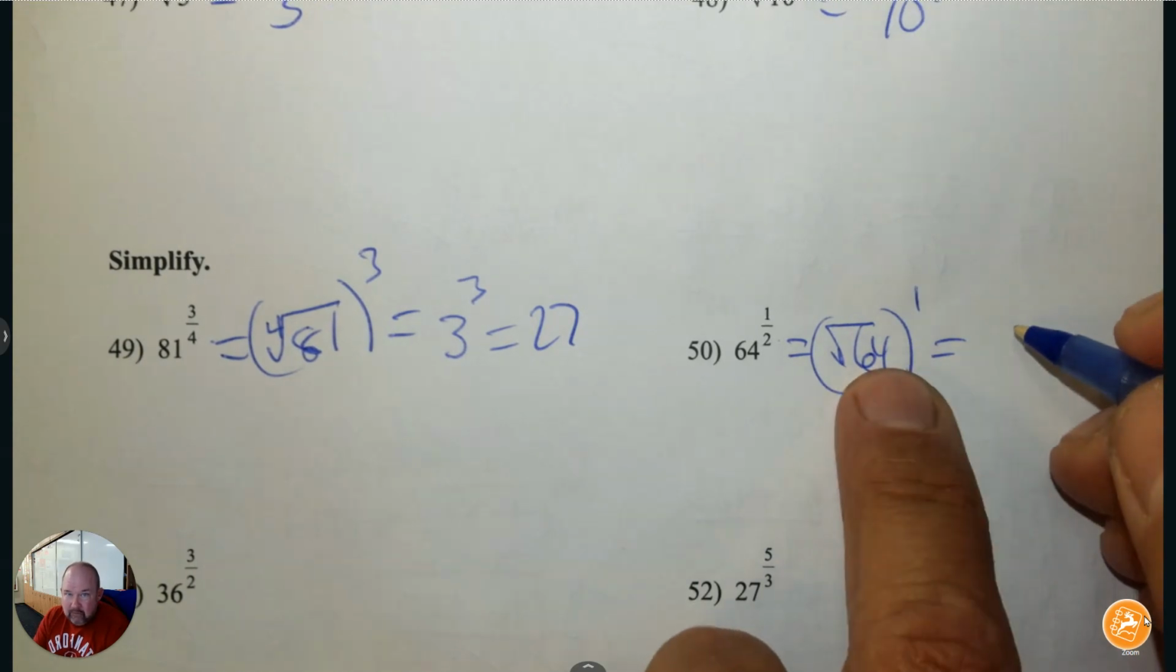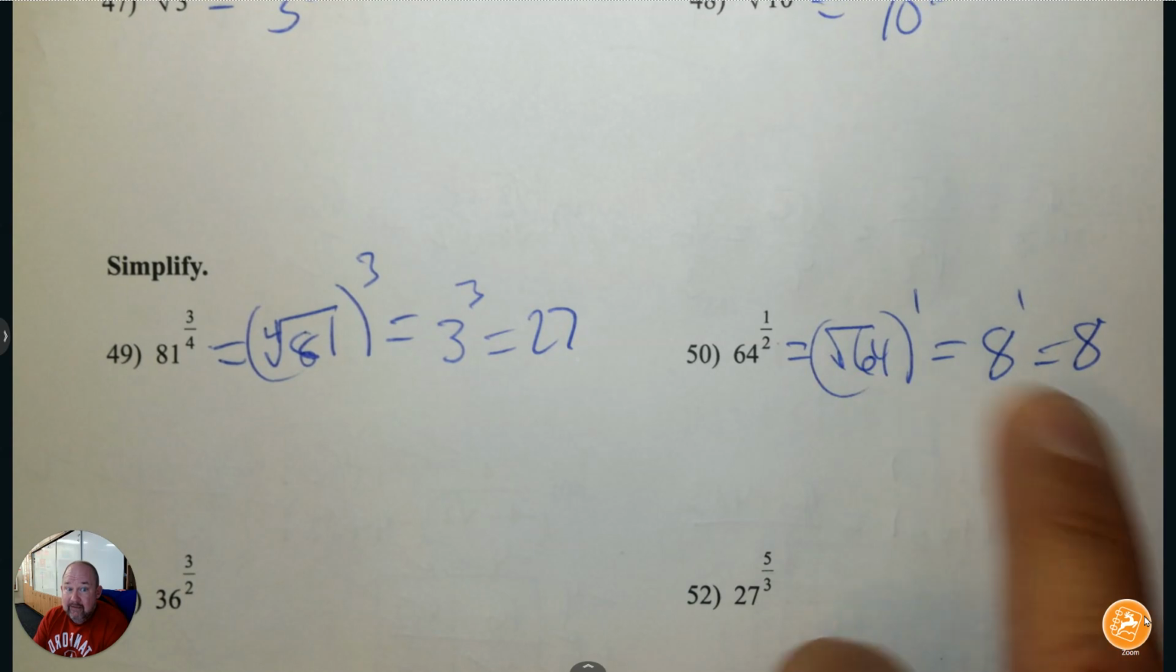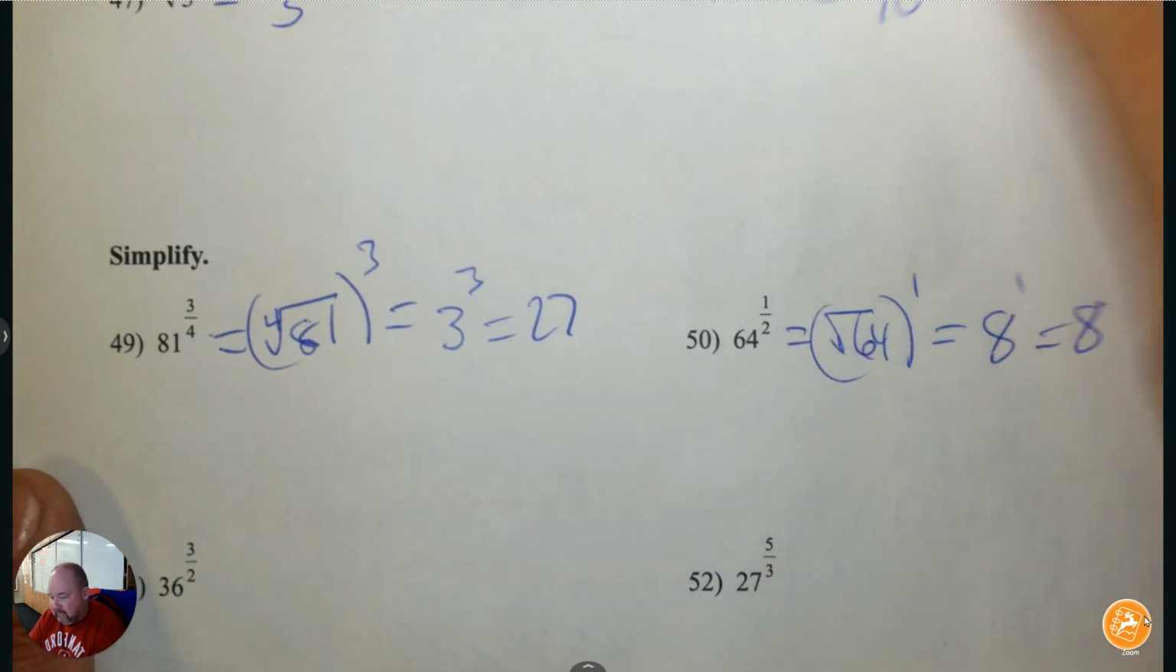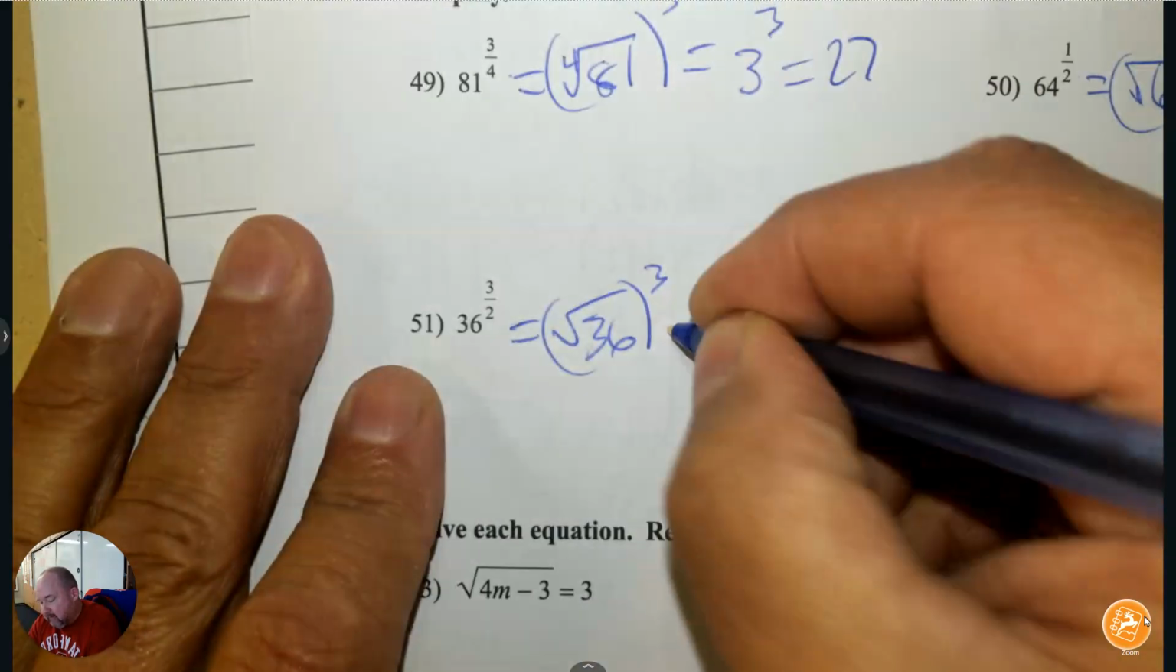So in other words, what is the square root of 64? And then 8 to the power of 1 is just 8. That one, yes. Same thing here. What does the denominator mean? Square root to the power of 3.